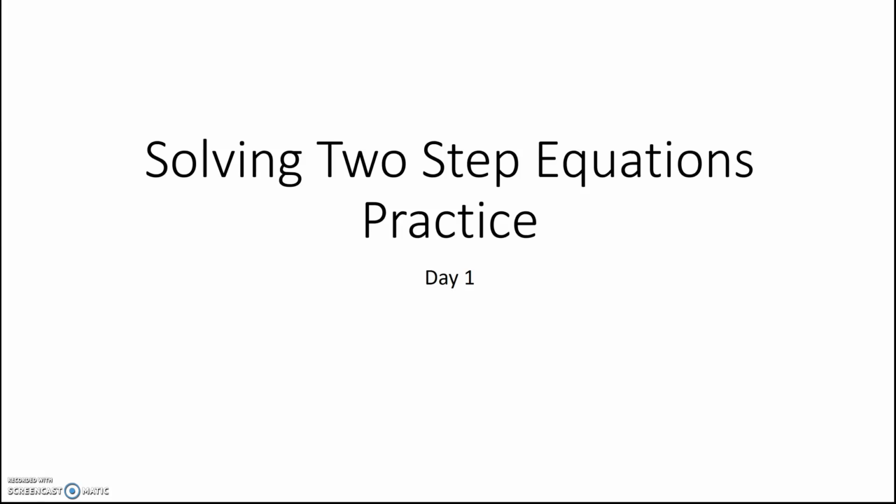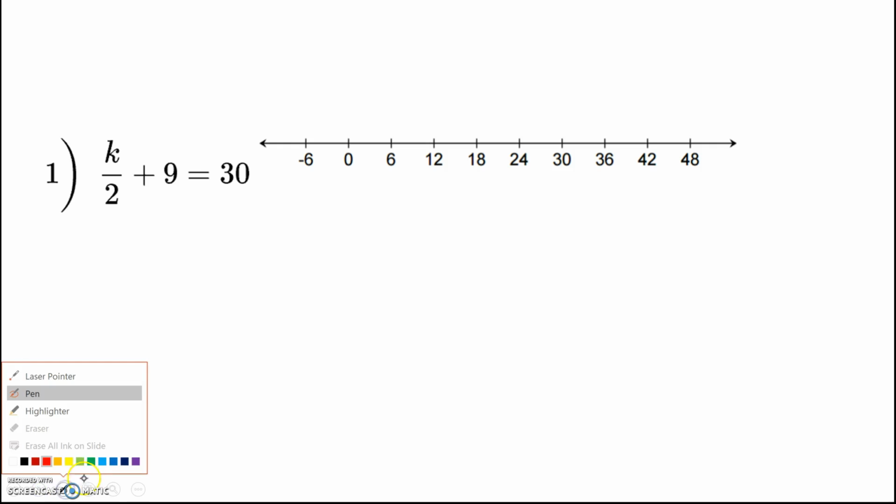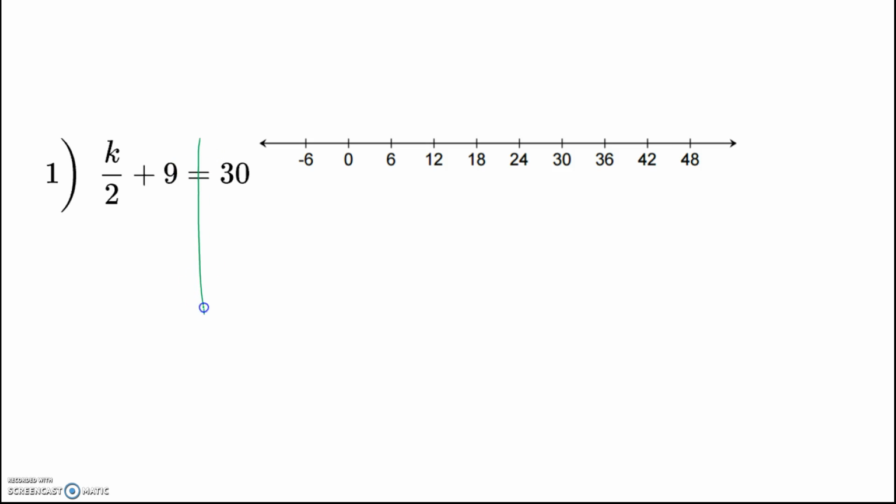Okay, so I'm going to go ahead and get you started on some of your practice problems. So this is our first one. It says k over 2 plus 9 equals 30. So yet again, we're going to draw a line down our equal sign to remind us what we do to one side, we have to do to the other.